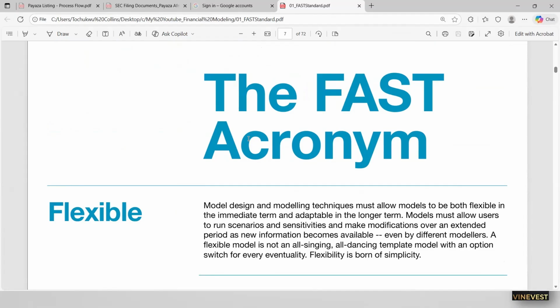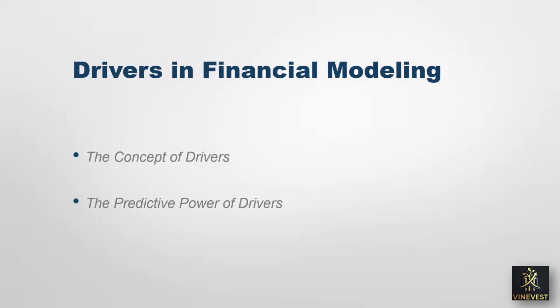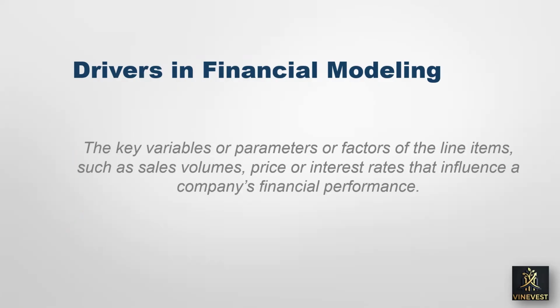So the next thing we'll be looking at will be the drivers in financial models. Now, when we talk about drivers, these are basically the key variables or parameters or factors of the line items. So when we say line items, they are those things you see when you open your financial model, especially the three statements. The income statement has line items. The line items of your income statement are the sales, the cost of sales, and the rest.